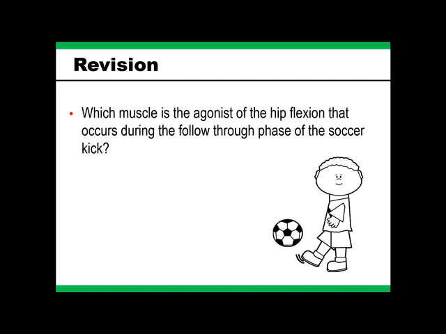Final one you wouldn't have seen yet. Which muscle is the agonist of the hip flexion that occurs during the follow-through phase of the soccer kick? Follow-through means the ball is being kicked and now I'm just following through. This is a new problem. Someone yell out something. Who thinks this is iliopsoas? Who thinks this is gluteus maximus? The answer is gluteus maximus.